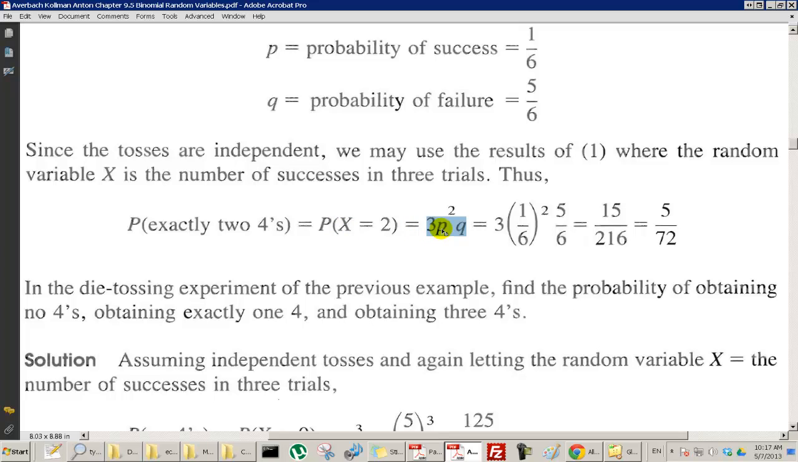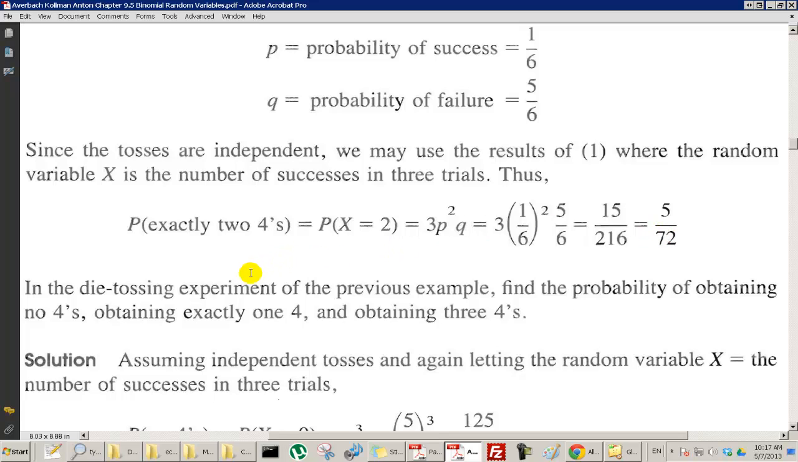So p was, in this case, 1/6, and q is 5/6. So we get 3 times 1/6 squared and times 5/6. So this is the answer, 5/72.